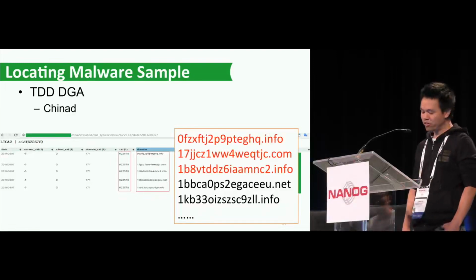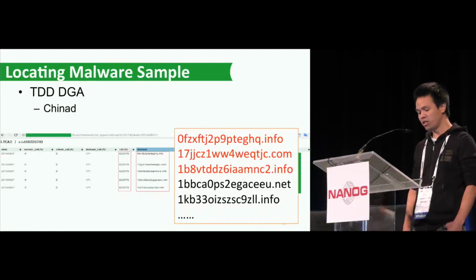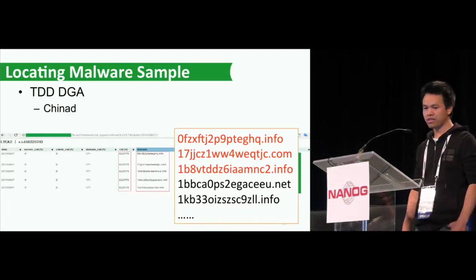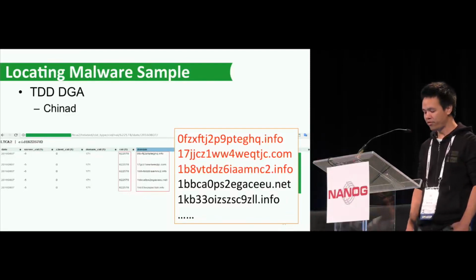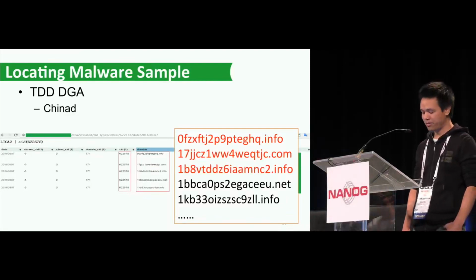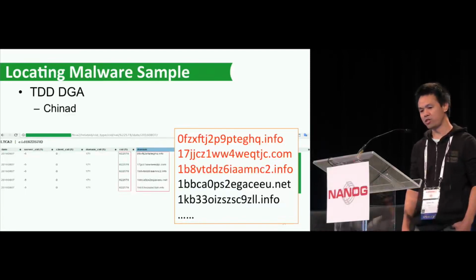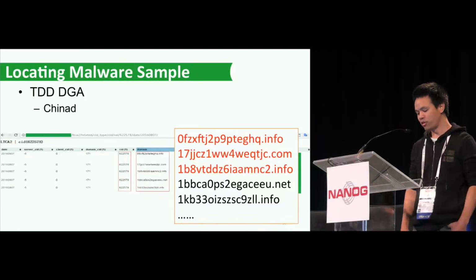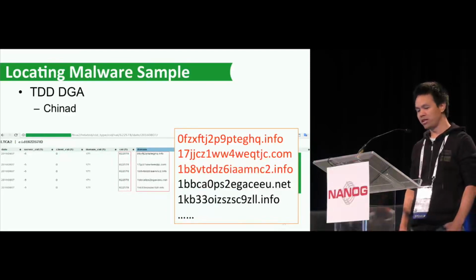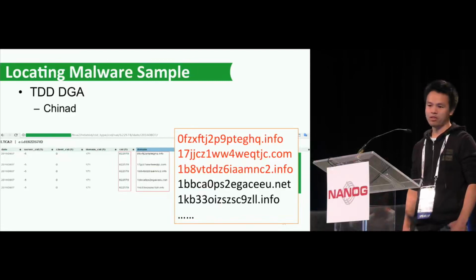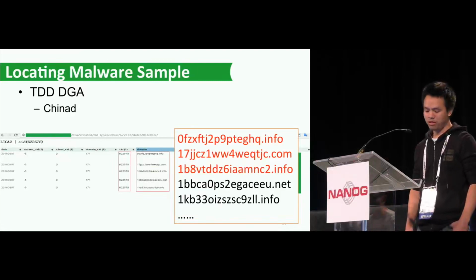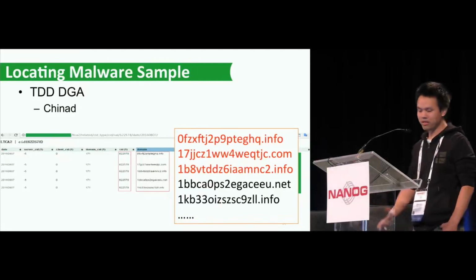In the following few days, we noticed that the infected clients of this cluster started to query a whole bunch of different new domains every day. The list of domains is not the same each day, but the domains they asked for share a similar pattern. So it may be a TDD DGA.